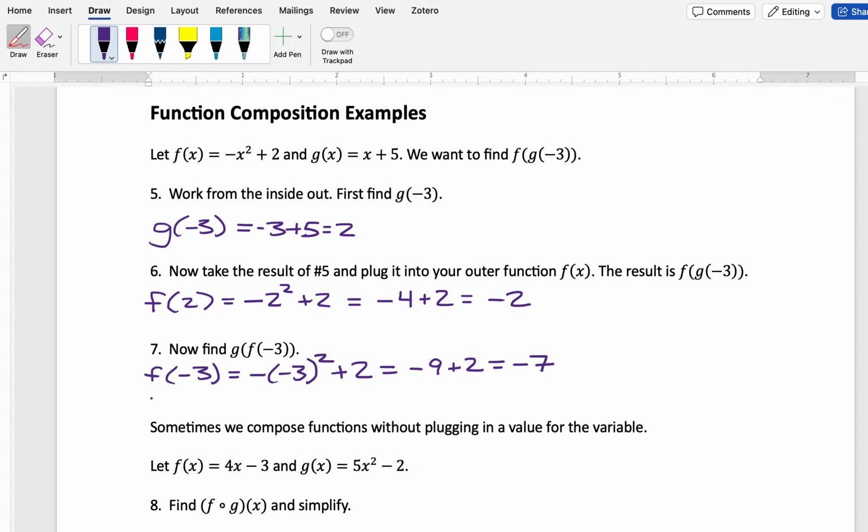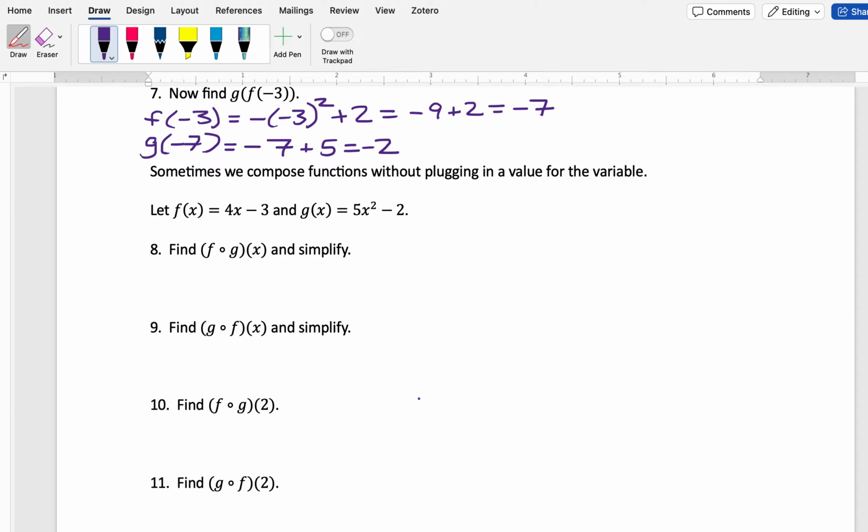Then we're going to plug that into g for x. So negative 7 plugged in for x is negative 7 plus 5, which is negative 2. Now we happen to get the same result regardless of the order. That doesn't always happen, it's just a coincidence in this case. As we saw before, the order does matter when you're doing a composition of functions.